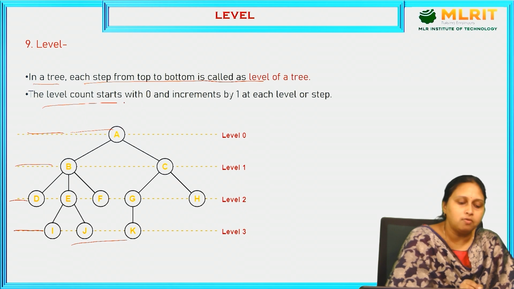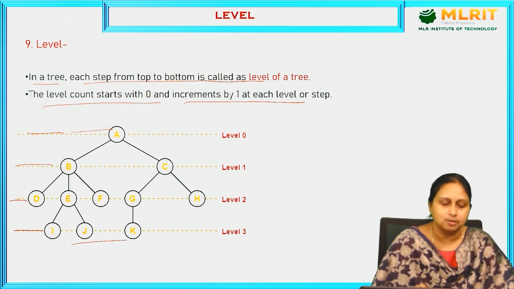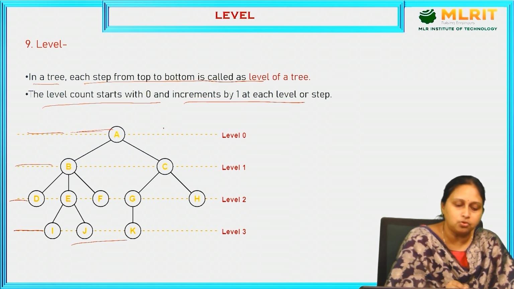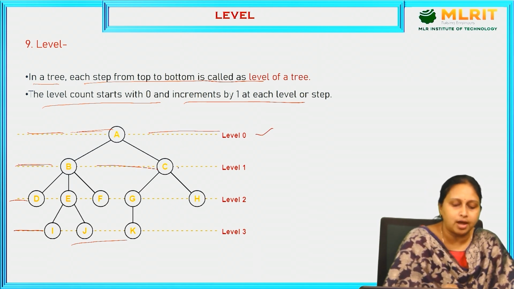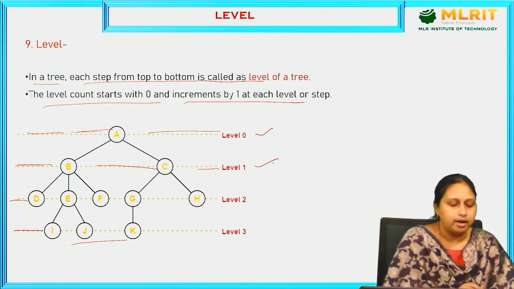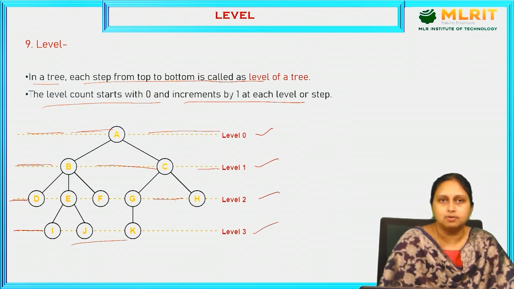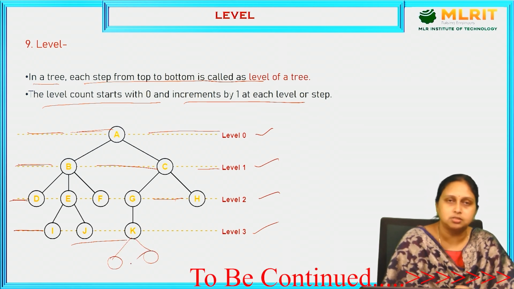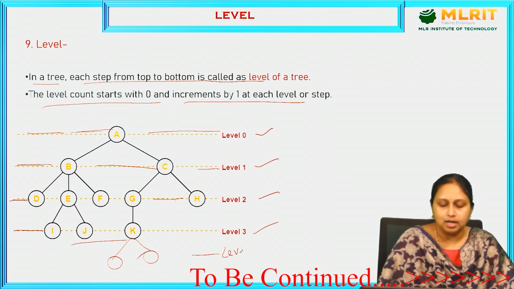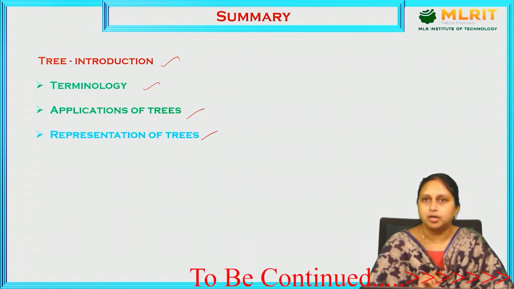The level always counts from 0 onwards, and it is incremented by 1 as the level increases. Now, this is the root node, representing level 0. In the next level we have nodes, and this is called level 1. In the next level, this is level 2, then level 3. If I have a few more nodes, then this is called level 4. This way, the level increases from top to bottom. I hope you understand this concept.